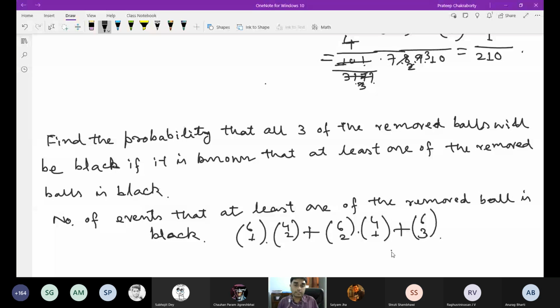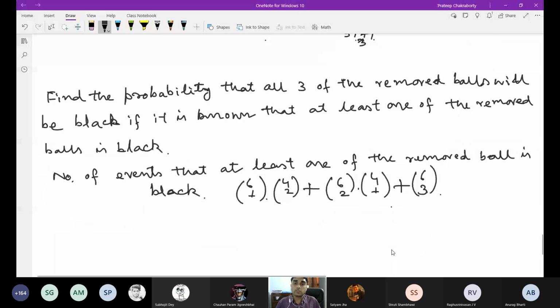Okay, so is this okay? This is the number of events that at least one of the removed balls is black. There are 3 possibilities, 3 mutually distinct events. The first, one ball is black: 6 choose 1 into 4 choose 2. Two balls black: 6 choose 2 into 4 choose 1, and 3 balls black: 6 choose 3. This is the number of events.